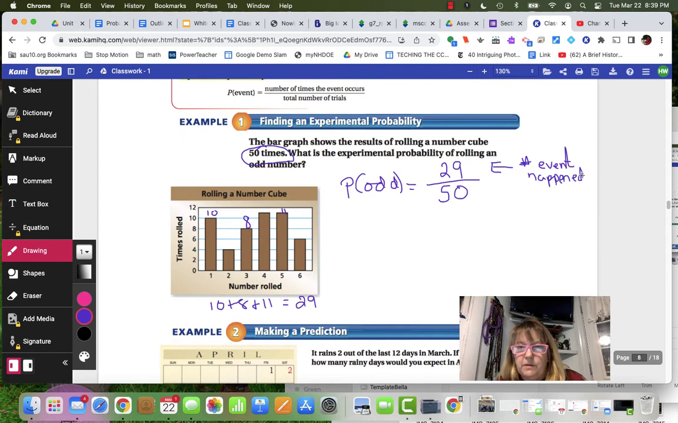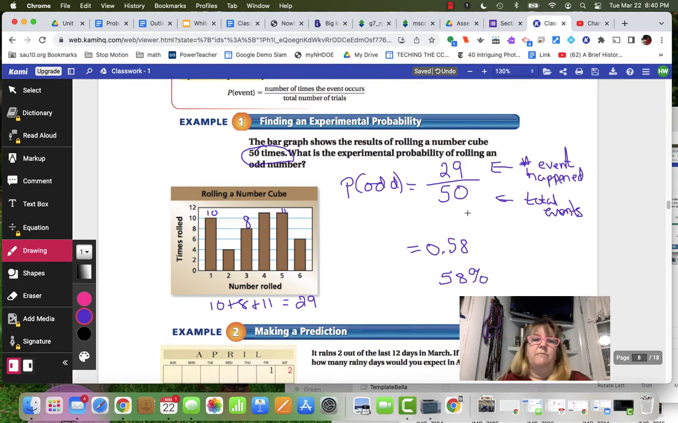You guys are going to ask me 1,000 times what that really is because it's hard to read. The 50 is the number of total events. So 50 times we rolled the cube, we got odd 29 times. So if I take 29 and divide it by 50, I will end up with 58 hundredths. And if I convert that to a percent, I would get 58%.